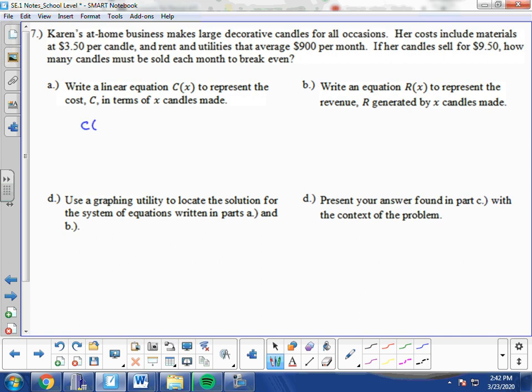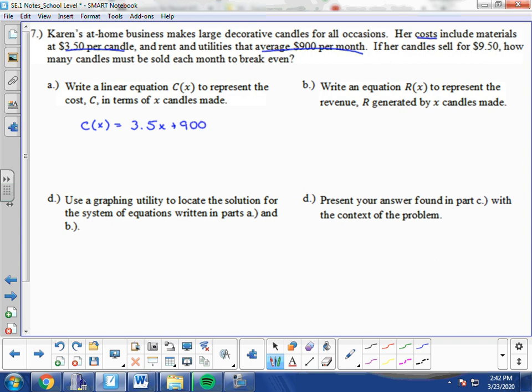So in here, there's a couple things that come into cost. Her costs are $3.50 per candle. So we don't know how many candles are made, so we're using this as x. 3.5 times x. But that's not the only part for cost. Notice that rent and utilities average $900 per month. So her cost is an additional $900.